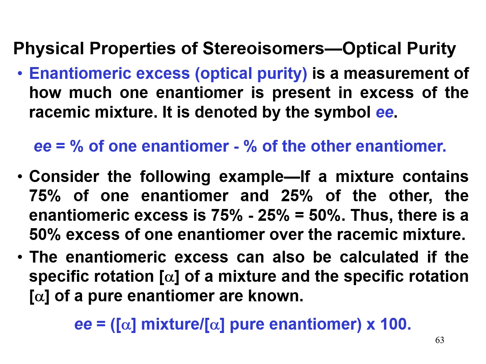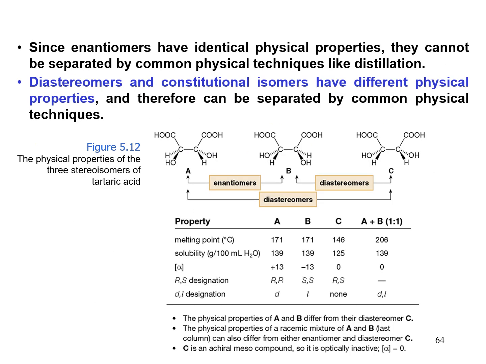Thus, there is 50% excess of one enantiomer over the racemic mixture. That is what it means. The enantiomeric excess can also be calculated if the specific rotation alpha of the mixture and the specific rotation of the pure enantiomer are known. Therefore, enantiomeric excess is equal to the observed specific rotation of the mixture over that of the pure enantiomer times 100, and it can be expressed as a percent. Since enantiomers have identical physical properties, they cannot be separated by common physical techniques like distillation. Diastereomers and constitutional isomers have different physical properties and therefore can be separated by common physical techniques.